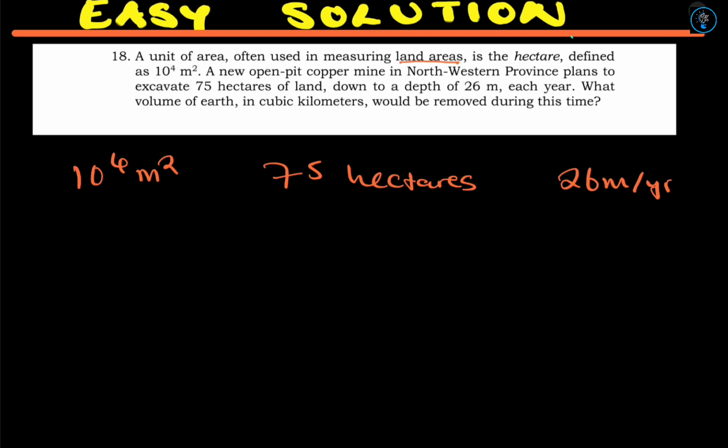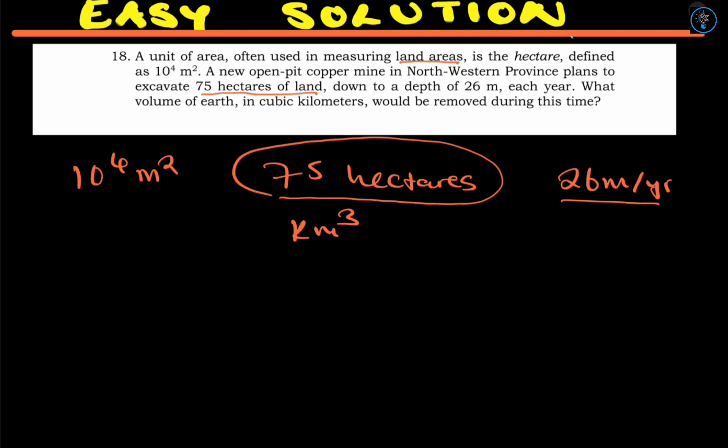What volume of earth in cubic kilometers? So we are saying in cubic kilometers should be removed during this time. Okay, so for how many years? The amount of volume per year, we are given as that amount. What is the volume of earth that should be removed during this time? For how long? We are told the unit of area is defined as that one, and the open pit plans to excavate this amount. Okay, in this time. We're not given the time, but we're given the amount of hectares to be excavated.